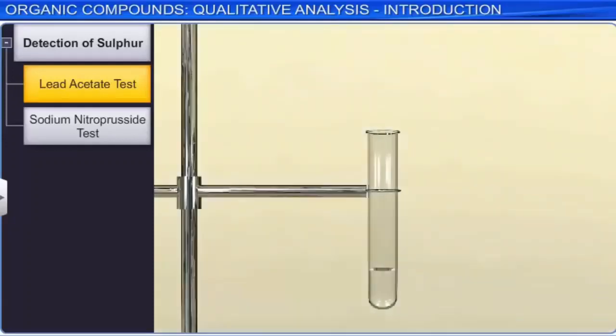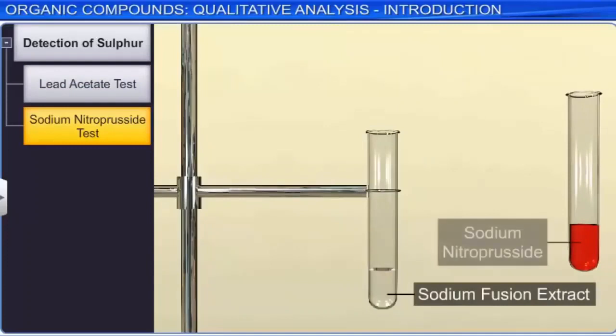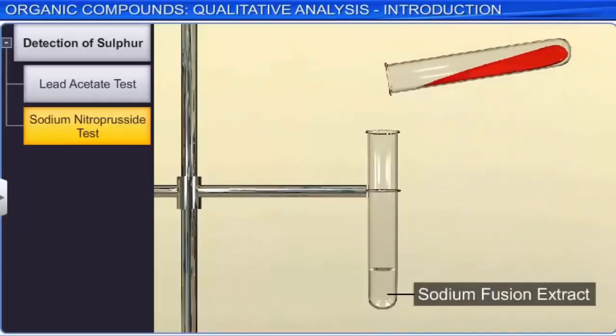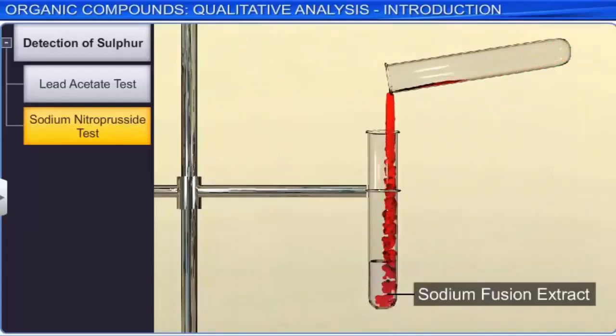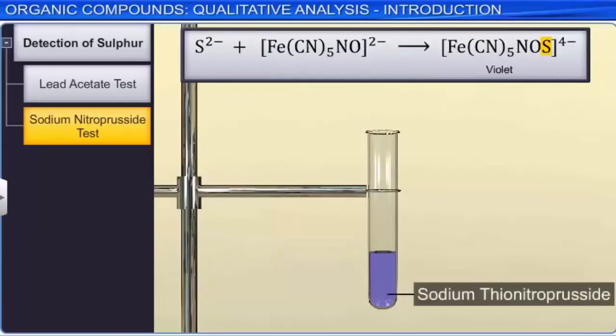In the sodium nitroprusside test, the sodium fusion extract is treated with a few ml of alcoholic sodium nitroprusside. If the mixture turns violet, it indicates the presence of sulfur. The violet coloration is due to the formation of sodium thionitroprusside.